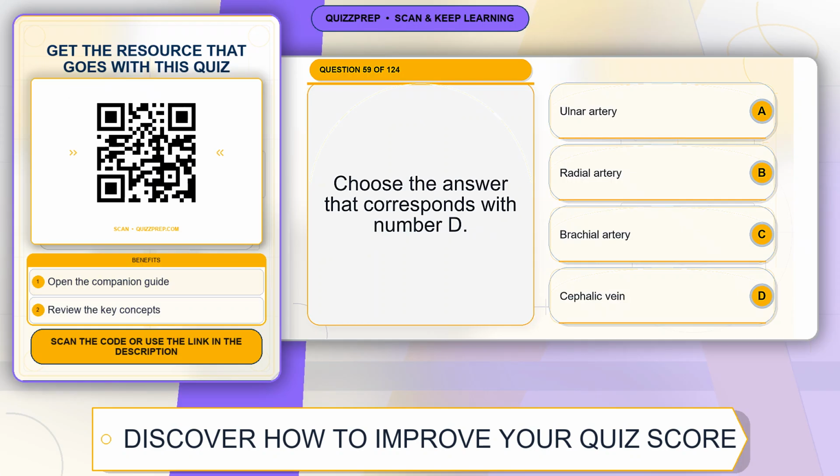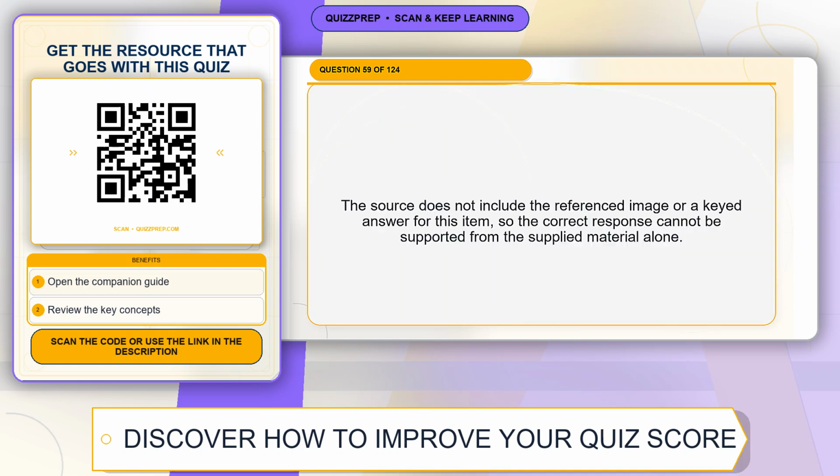Option A, ulnar artery. Option B, radial artery. Option C, brachial artery. Option D, cephalic vein. The correct answer is now shown. Explanation: the source does not include the referenced image or a keyed answer for this item, so the correct response cannot be supported from the supplied material alone.